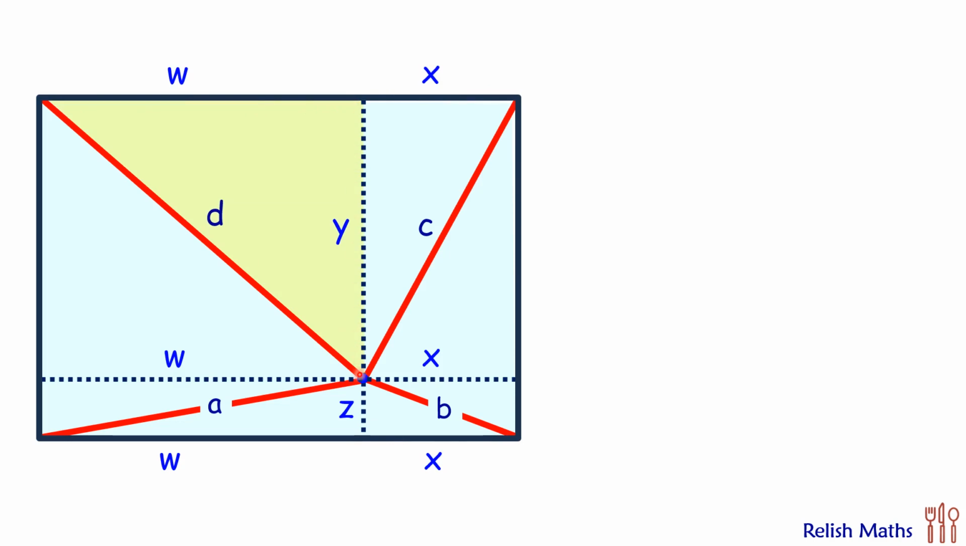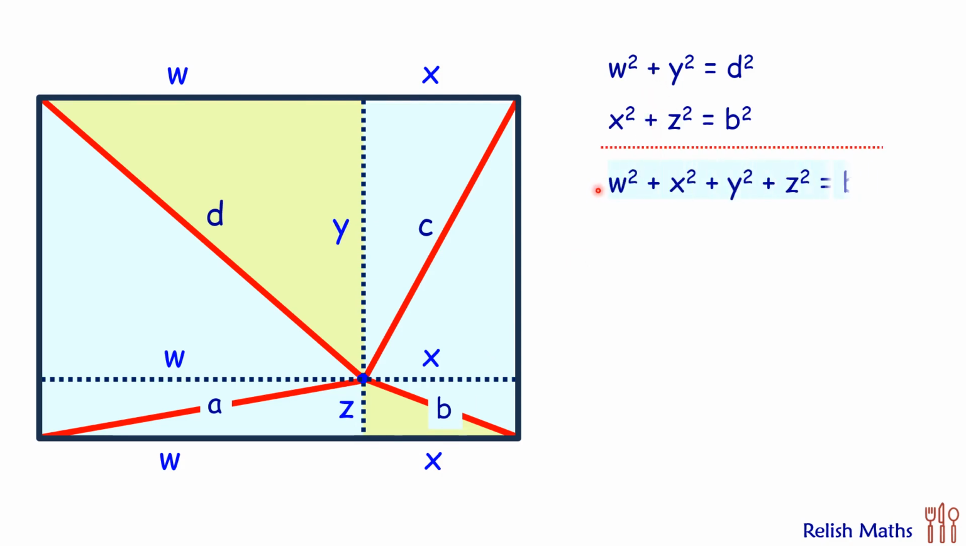Now let's take this particular rectangle. Now this is a right angle triangle. In this triangle, applying Pythagoras theorem, we get W square plus Y square is D square. Similarly, in this triangle, we apply Pythagoras theorem, so we get X square plus Z square is B square. If we add these two equations, we get W square plus X square plus Y square plus Z square is B square plus D square.